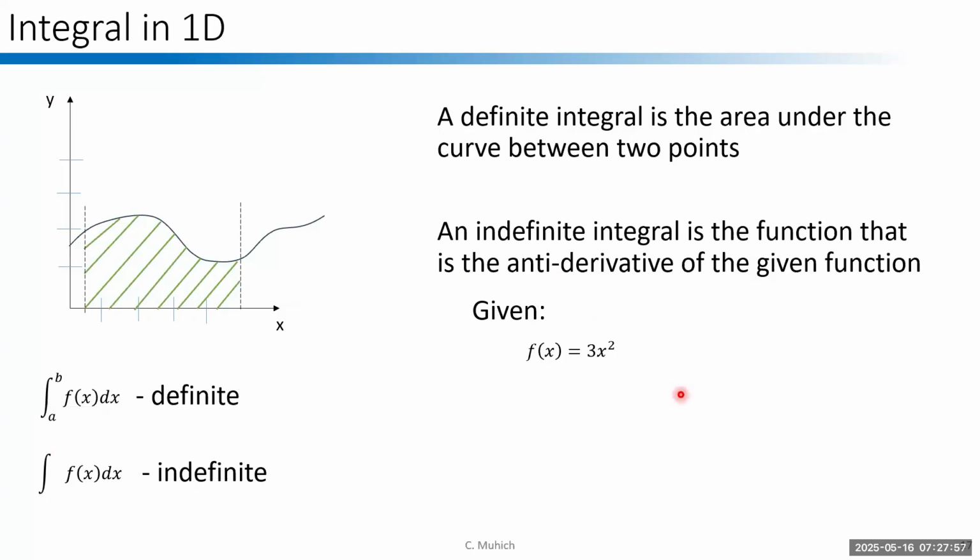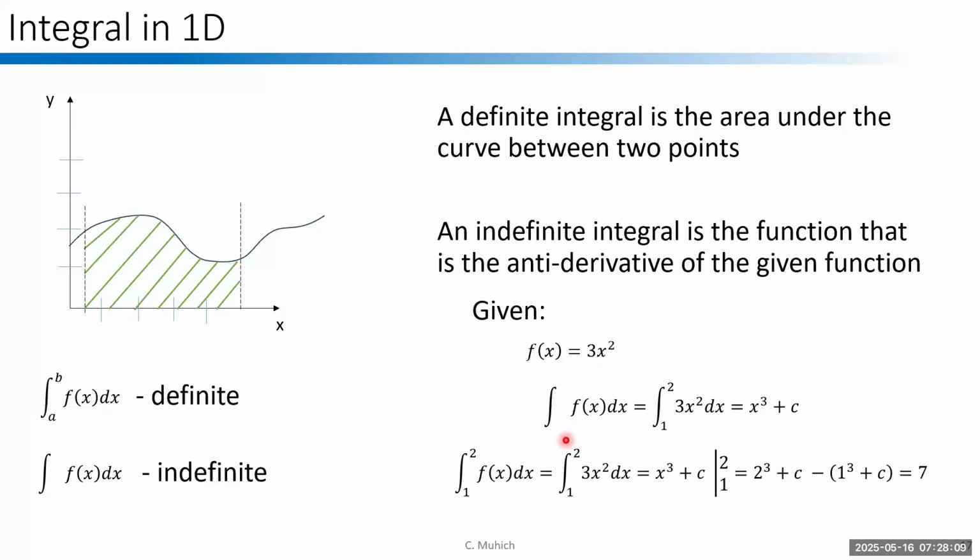So let's do a quick example in one-dimensional space. Say f of x is 3x squared. For the definite integral from 1 to 2 of that function, I can substitute it in there. I first take the antiderivative of this. The antiderivative of 3x squared is x cubed plus our constant c. Now I need to substitute to do the definite part, to see what's the area under that curve from, say, 1 to 2.